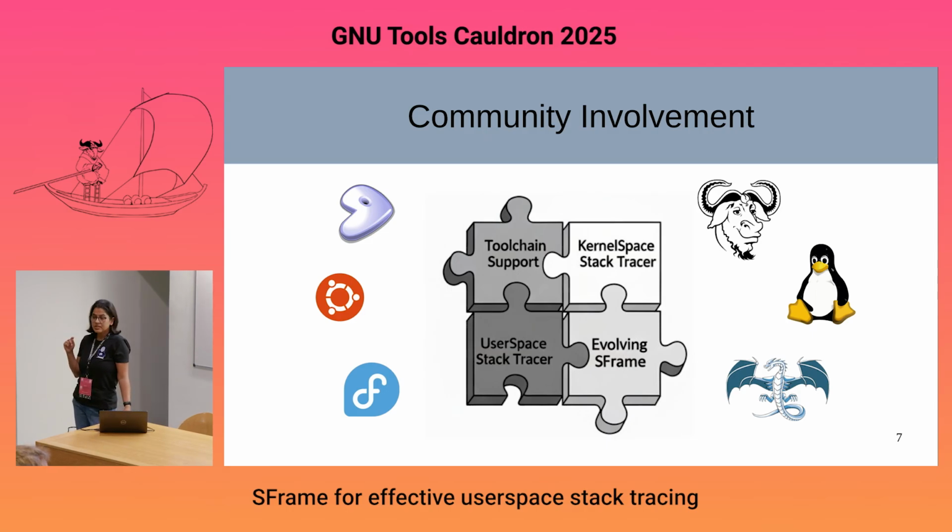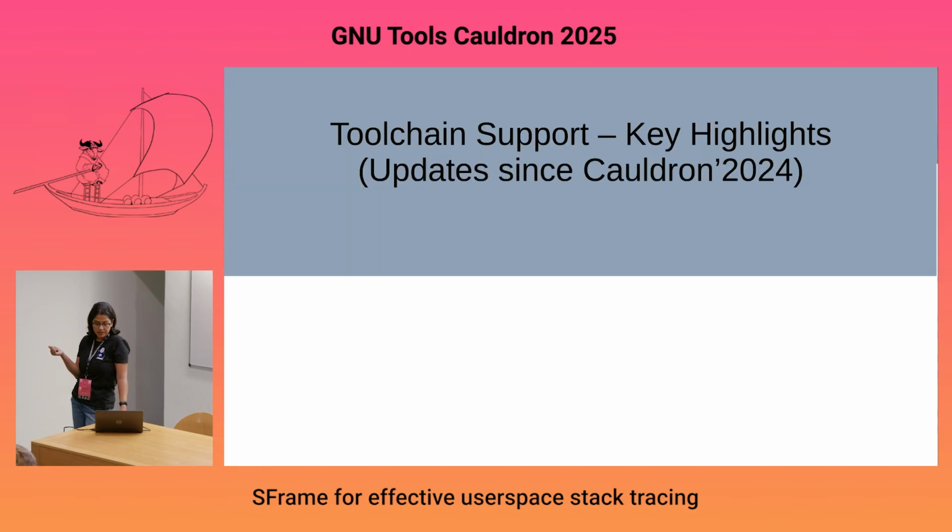There are two interesting bits around the stack tracers using SFrame. There are two flavors on the user space stack tracing side: one is glibc and the other is the kernel itself. On the kernel space stack tracing too, there is a use case which I will talk about. Evolving SFrame, again, I'll talk more about it, but overall there's a good amount of involvement from across communities, which is good to see. It's converging to a point where we want to see fast stack traces in the GNU Linux ecosystem. LLVM support is coming along. Their pull requests keep coming every now and then, so it's evolving.